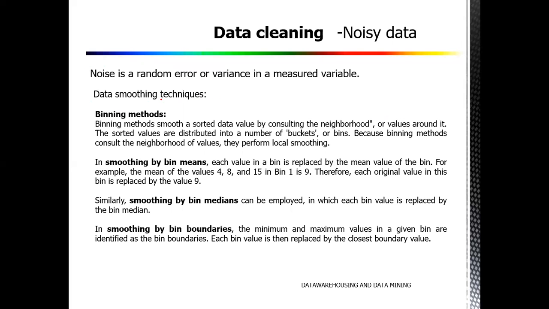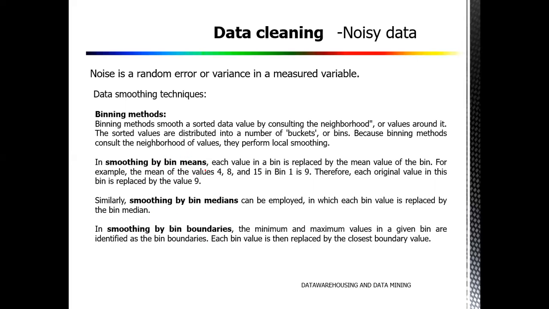Data smoothing techniques are there, under which the first one is binning method. So what is binning method? Binning method basically works on checking out the neighbor values, and it works on sorted data. It will take the sorted data and convert it into certain equal size bins, and then it will perform smoothing by bin mean, smoothing by bin median, smoothing by bin boundary. So there are three ways to perform binning.